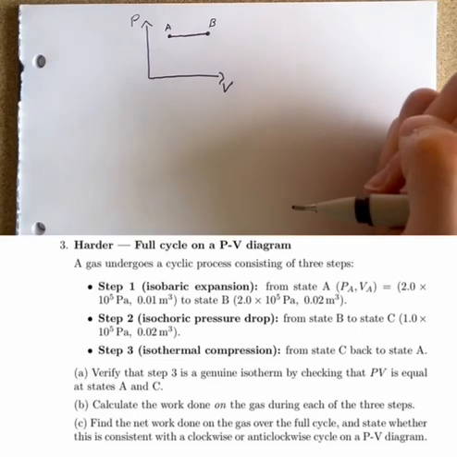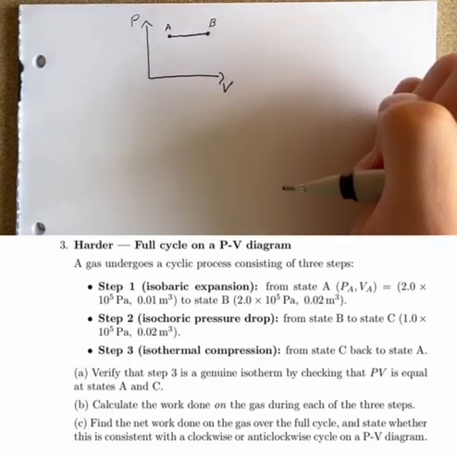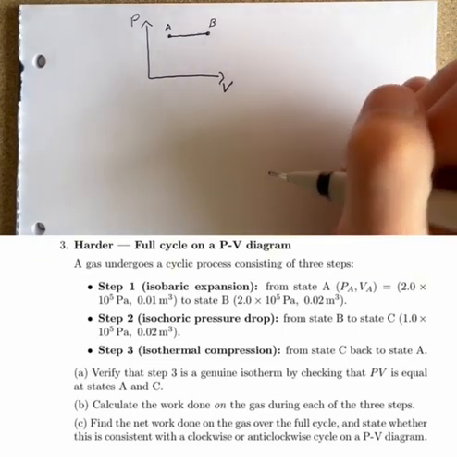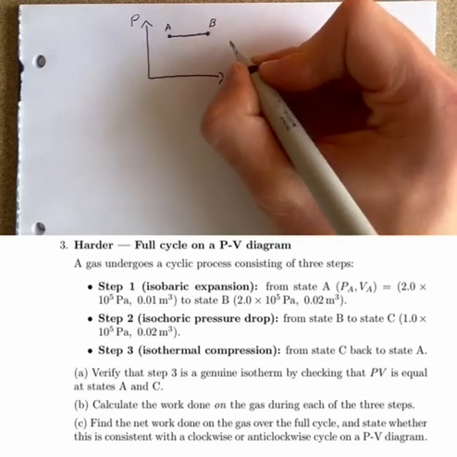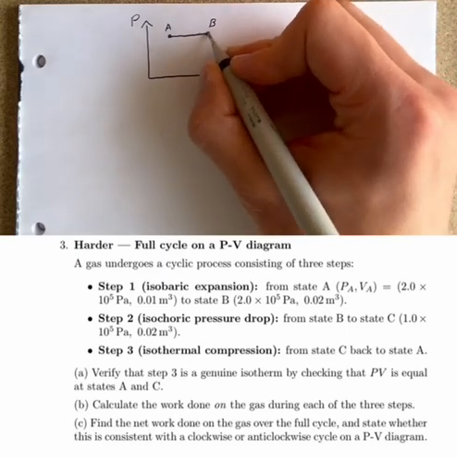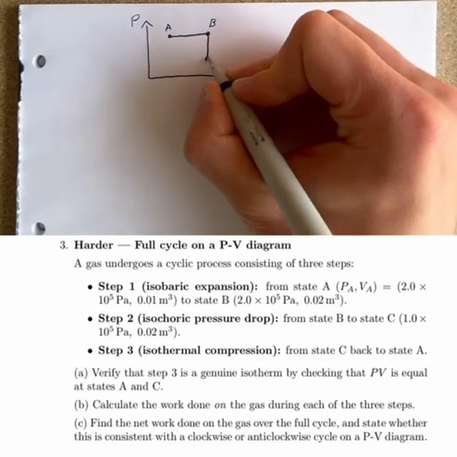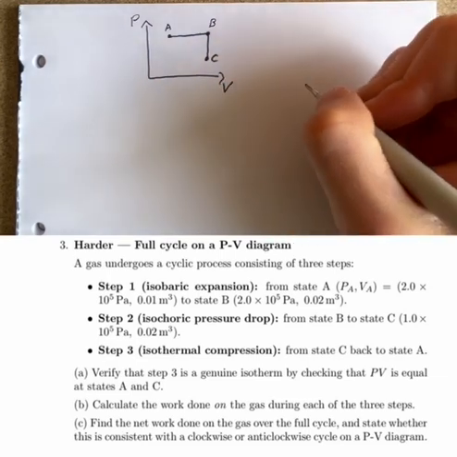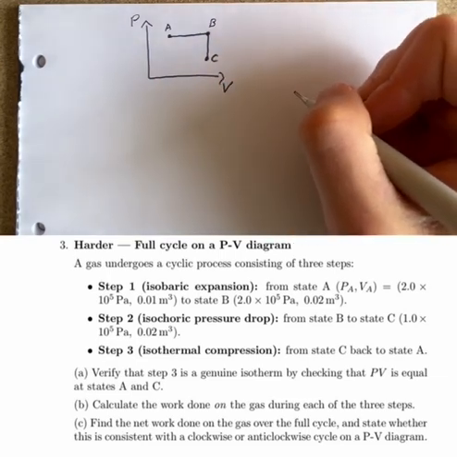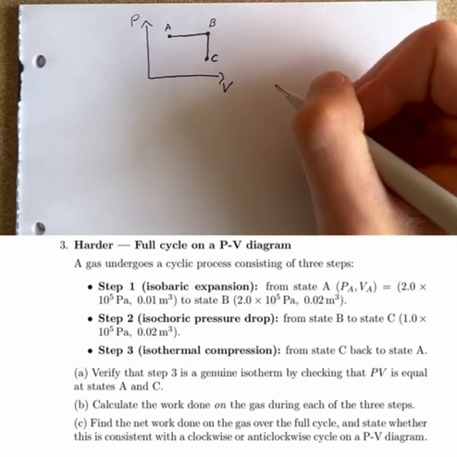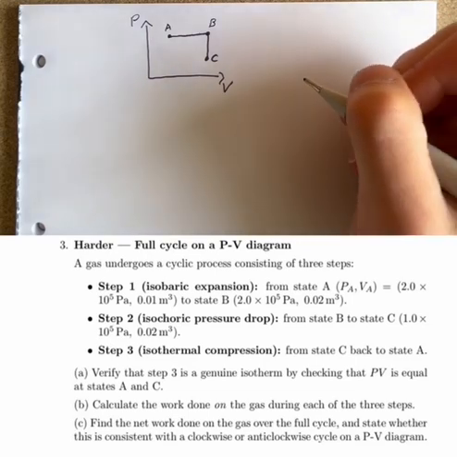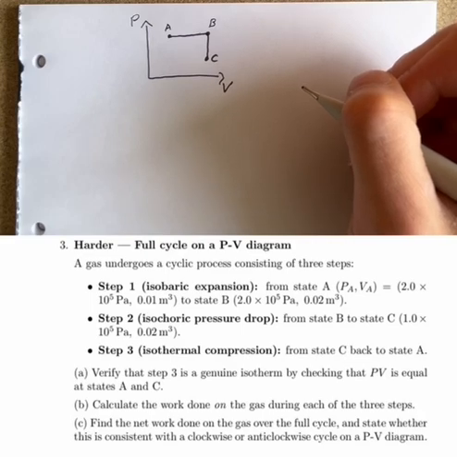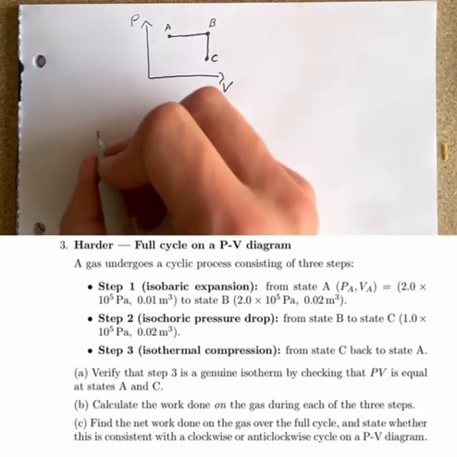Since the volume is expanding, we can draw a line connecting those two. Now step 2 involves an isochoric pressure drop from state B to state C. So that's a constant volume with decreasing pressure. So this would be state C. And step 3 involves an isothermal compression from state C back to state A. And you might be wondering, how am I going to draw this isothermal thing? I don't even know what that is.